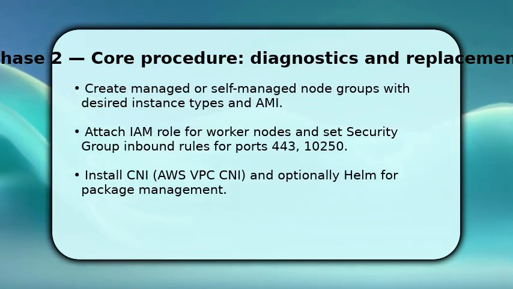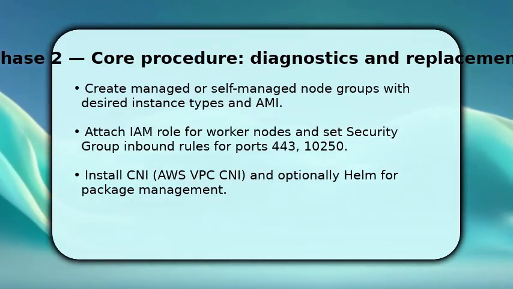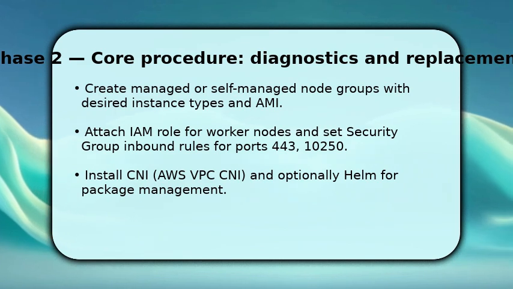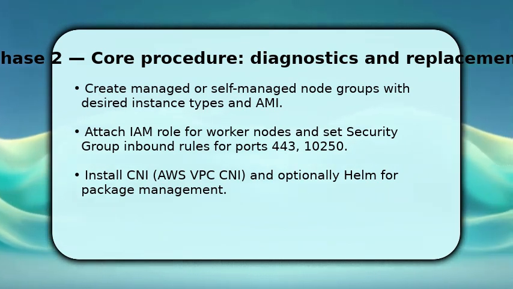Once nodes register, install the AWS VPC CNI to enable pod networking. Also, install Helm so you can deploy add-ons and observability tools quickly. This helps when you scale or add services.